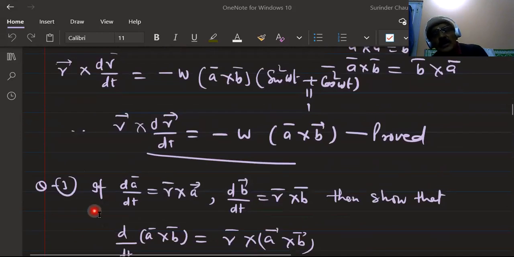Now the third result is about the derivative. In this problem this is not constant. We specify in a problem whether the given vector is a constant vector.